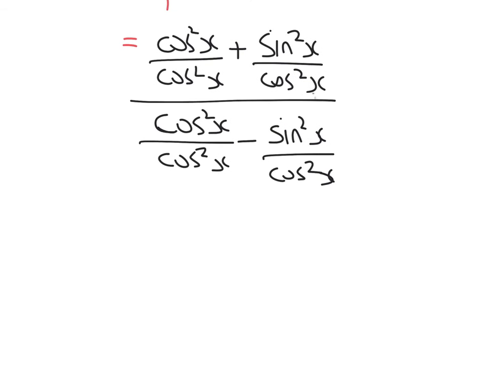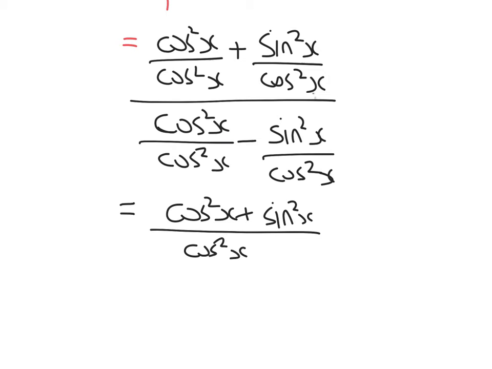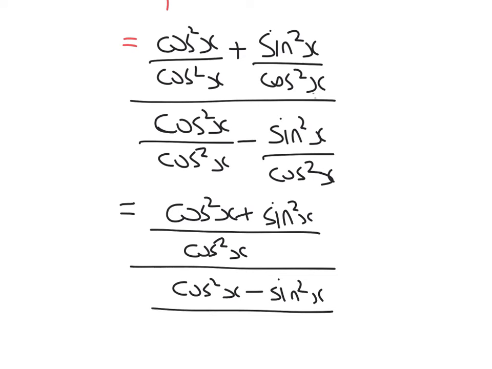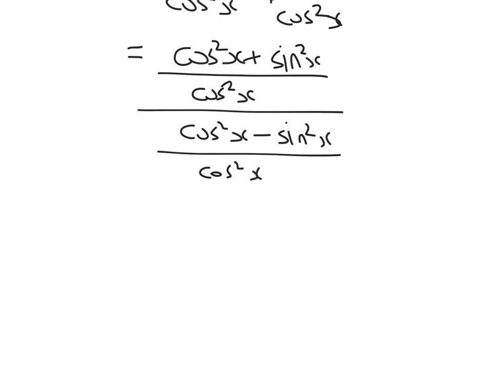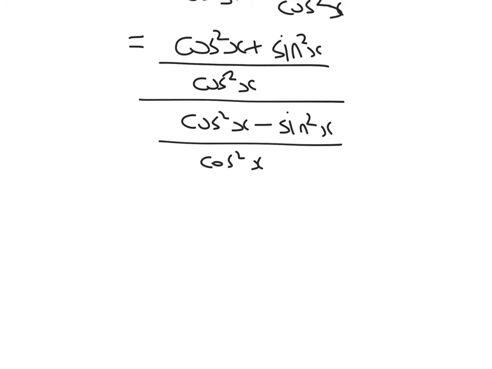I can then make that a single denominator. So on the top I'm going to have cos squared x plus sine squared x all over cos squared x. The bottom is cos squared x minus sine squared x all over cos squared x. Whew, hard work here. Let's have a look at this. Well, I've got a fraction divided by a fraction. If you're dividing fractions, you flip the second fraction and multiply. So let's write it out like that.